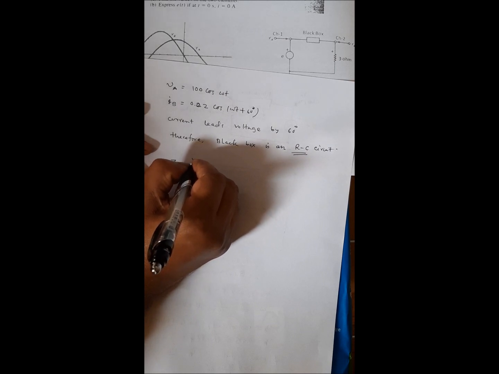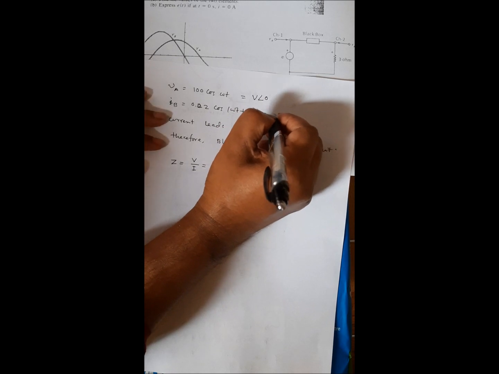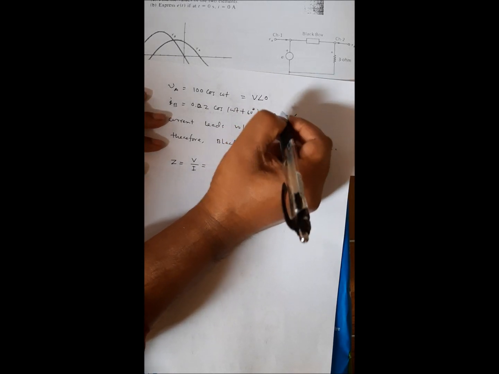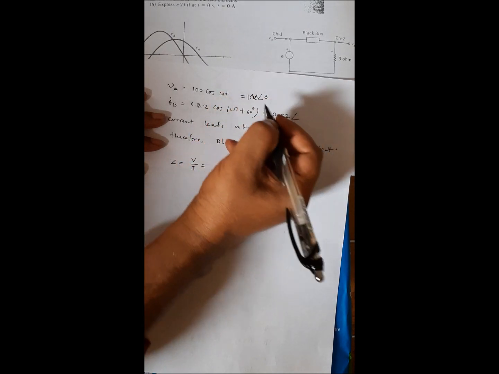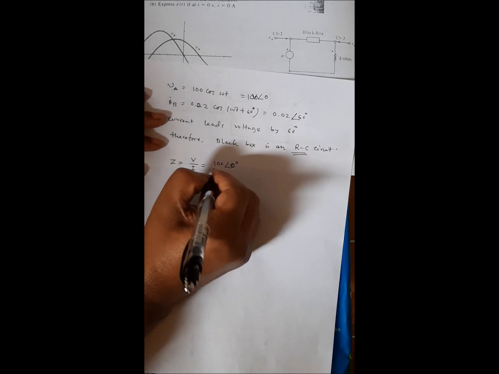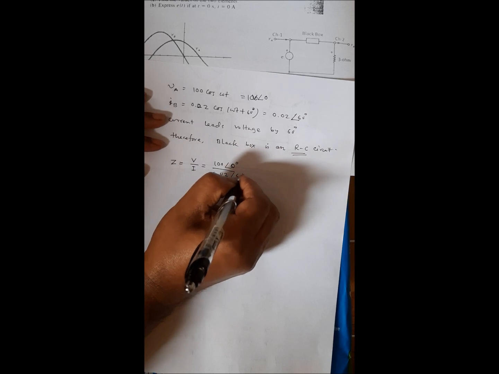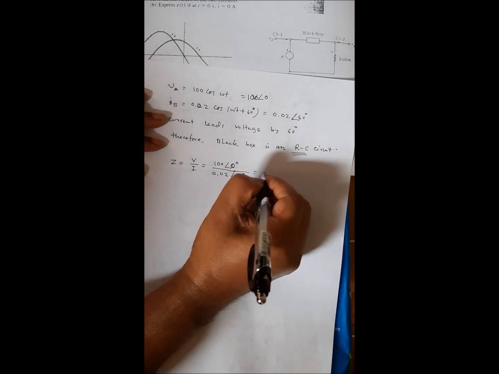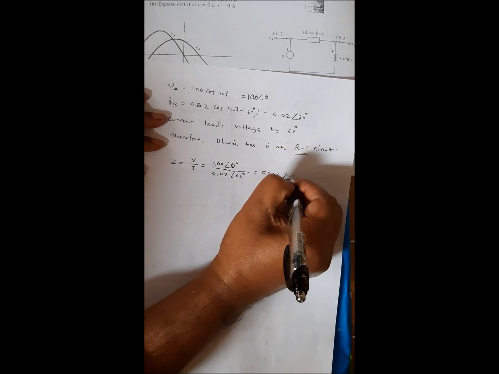So now how can we find the R and C values? To find this, you have to find the impedance equal to voltage over current. So if you write the voltage in the frequency domain, it will be 100 at 0 degrees, and the current will be 0.02 at 60 degrees. So you'll get the impedance will be 5000 angle negative 60 degrees. So this is the impedance in polar form.